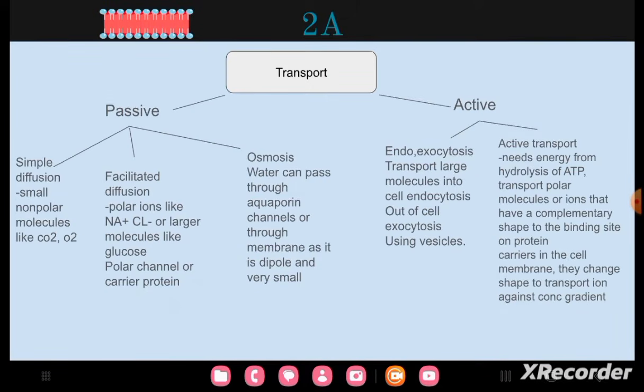Here are the types of transport: active, which uses energy from ATP, and passive, which doesn't use energy. Simple diffusion is for small non-polar molecules like CO2 and O2. Facilitated diffusion is for polar ions that need a polar protein channel to go through. Osmosis is for water. Endocytosis and exocytosis are bulk transport for large molecules. And active transport is for molecules moving against their concentration gradient.